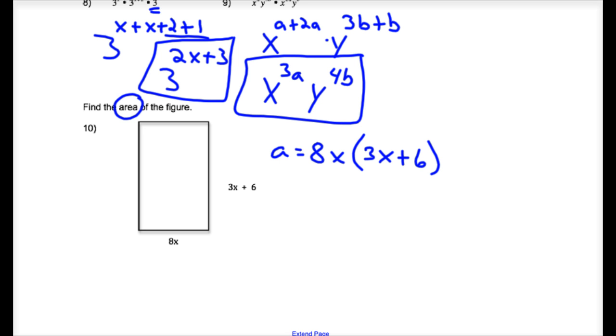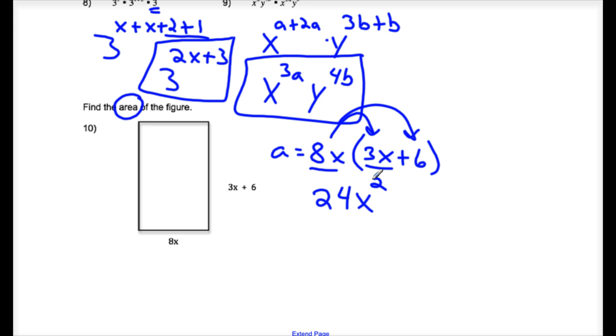Now, let's simplify this. What property are we going to use here? Distributive. Everybody distribute your 8x and think about the rules we've talked about today. Let's go. Try it. What's 8x times 3x? 24 to the 2x power? What were we saying? You say x squared, or x to the second power. So 8x times 3x is 24x squared.